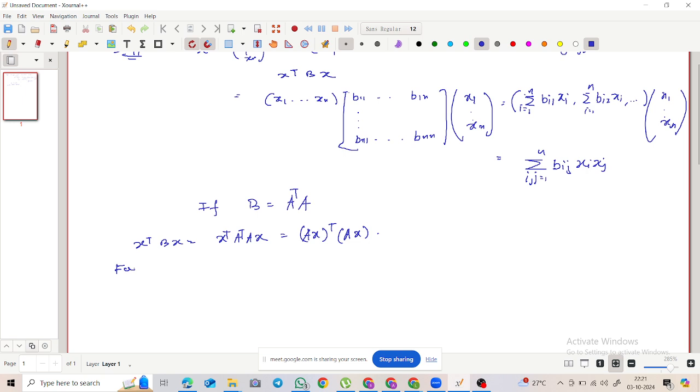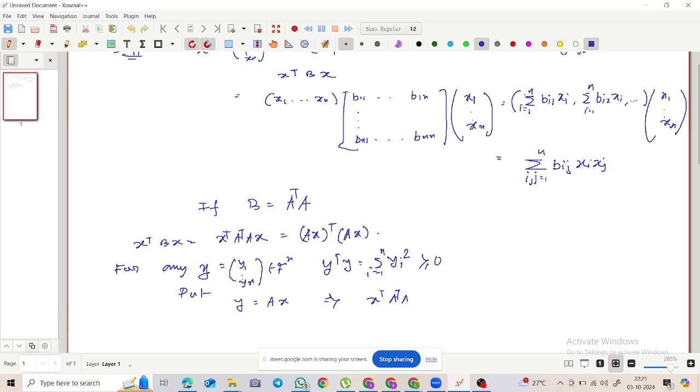For any y, y1 to yn, y transpose y is the summation of yi square. Okay, so it is greater than or equal to 0. So put y equal to Ax, it implies x transpose A transpose Ax is greater than or equal to 0 for all x belonging to F to the power n.